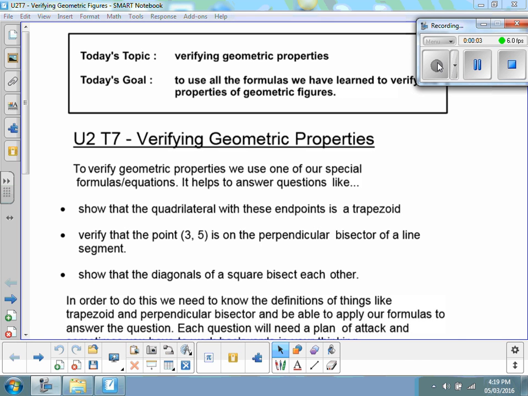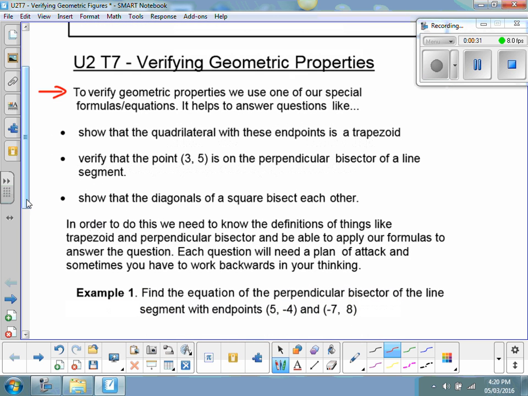So we've learned a number of concepts dealing with analytic geometry, and now we're at a point where we're going to use these tools to help verify geometric properties. So today our goal is to use all the formulas we have learned to verify properties of geometric figures. To verify geometric properties, we use one of our special formulas or equations, and it helps to answer questions like, so here are some examples.